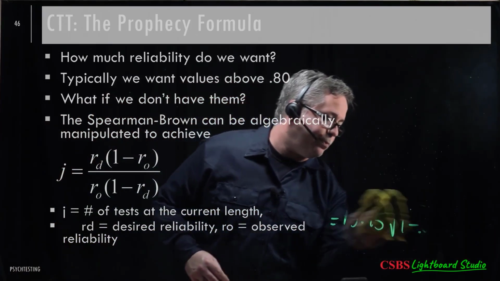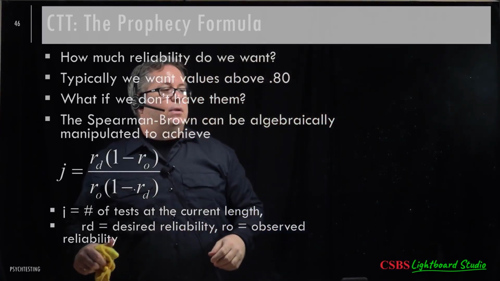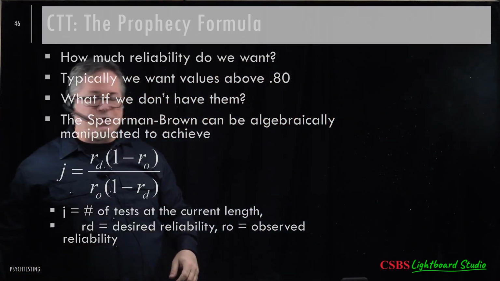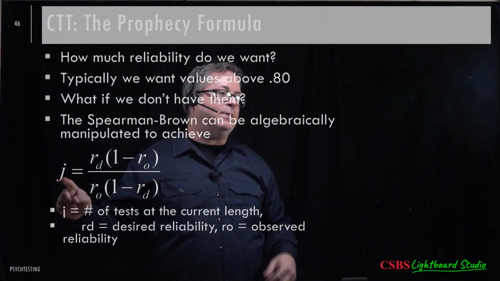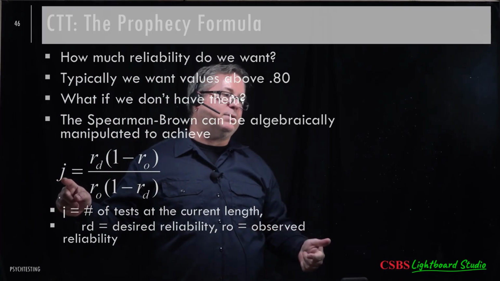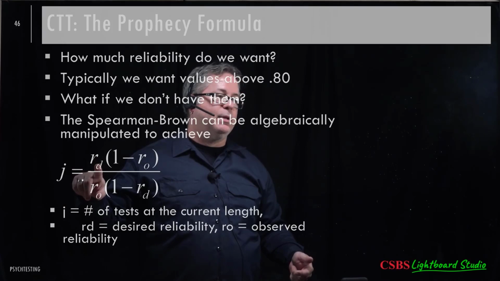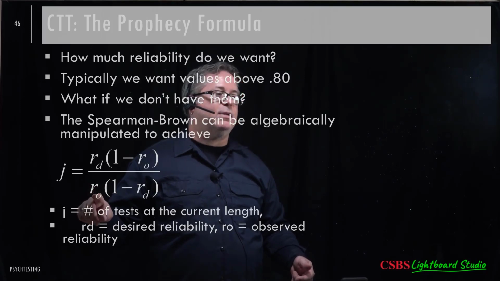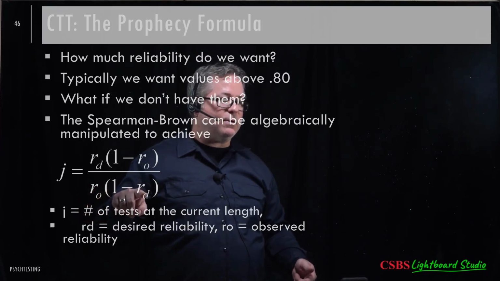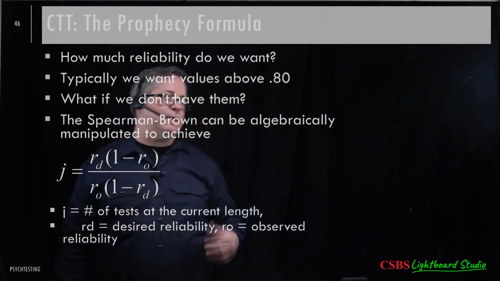So what this does, again, it's just rearranging the Spearman-Brown formula to say, what is the number of times I need to multiply my scale to get the reliability I want? So here is the desired reliability, RD, times 1 minus the observed reliability, and then the observed reliability times 1 minus your desired reliability on the bottom will give you the number of times you need to multiply your scale to get to that reliability.